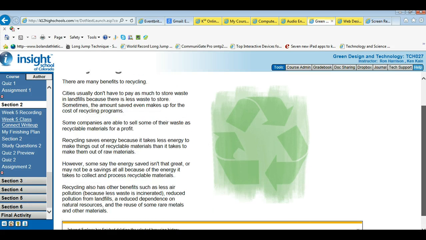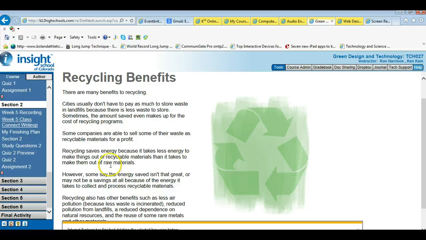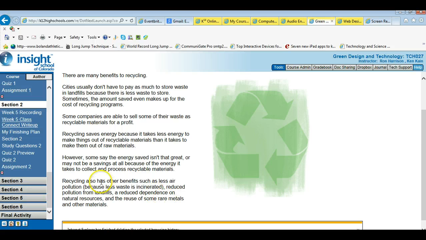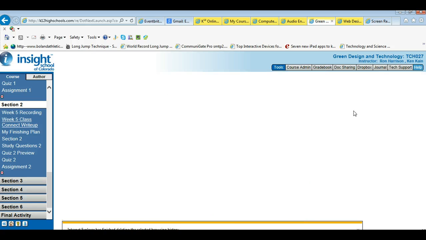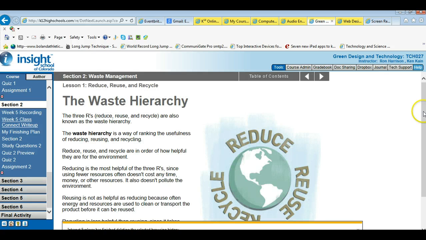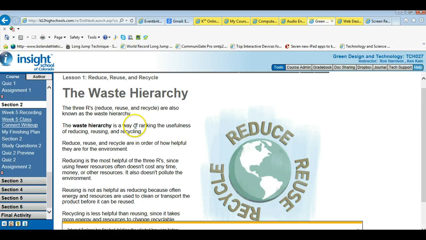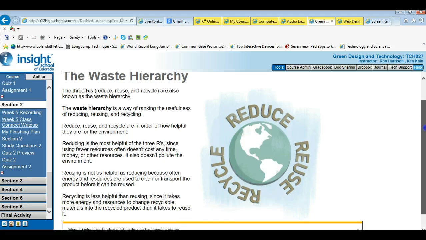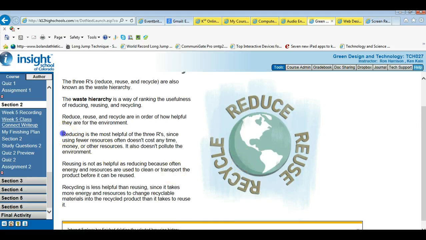Benefits of recycling, so read through this. Of course, it saves energy, it saves time, and there is less air pollution because you don't have to burn as much trash. Not as much goes into the landfill. So the waste hierarchy is the way of ranking the usefulness of reducing, reusing, recycling. You'll have your own thoughts on which one you think is most important, but you can read what this says. Reducing is most helpful, because if you reduce in the beginning, then you're not going to have the reusing and recycling issues that you need to talk about.